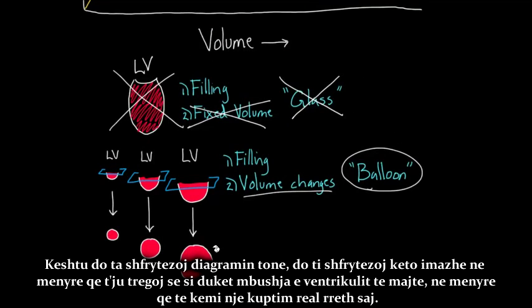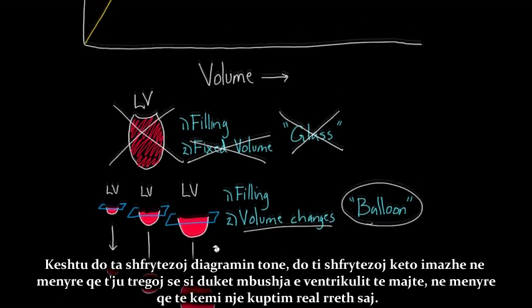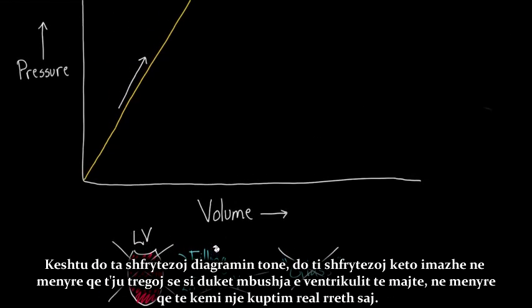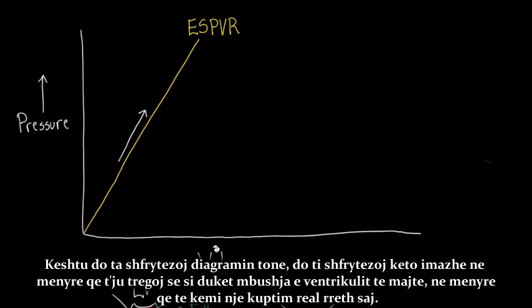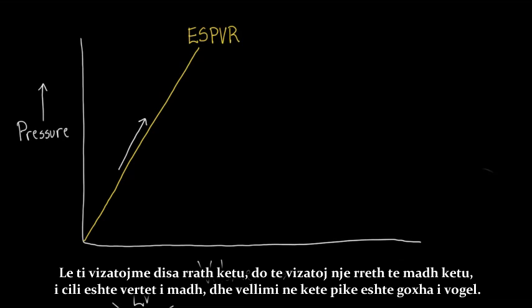So this is how I'm going to use our diagram. I'm going to use these kinds of images now to show what filling of the left ventricle looks like, so we can get a real sense for it. And you'll see an interesting problem that comes up. So let's do that. Let's draw a couple of circles here.